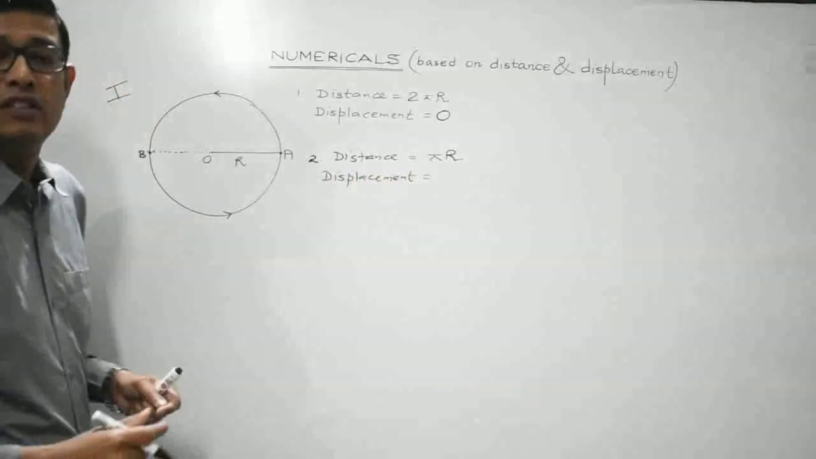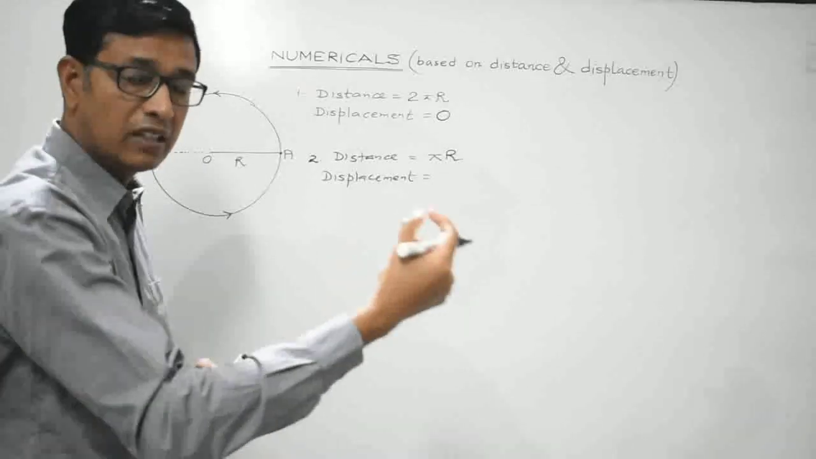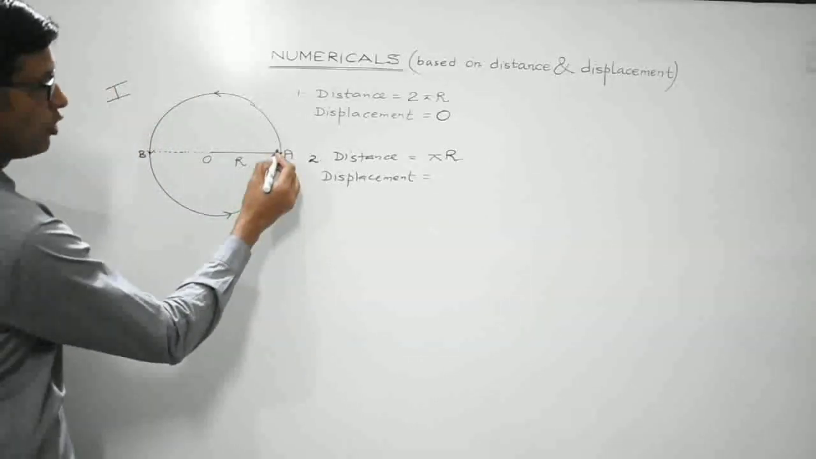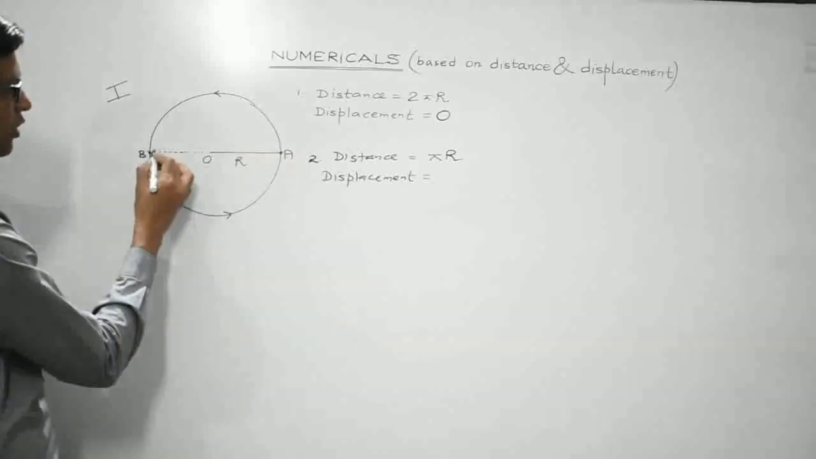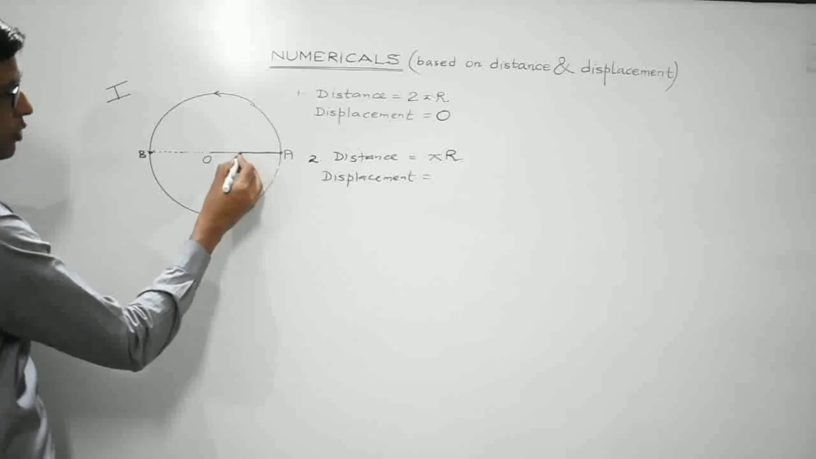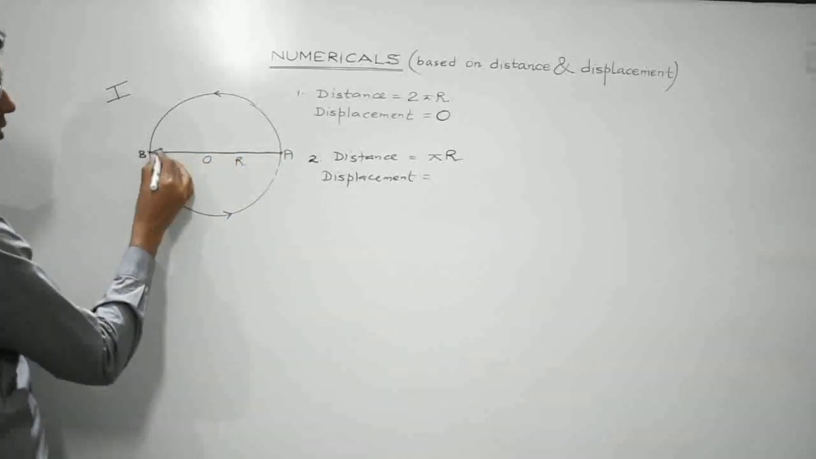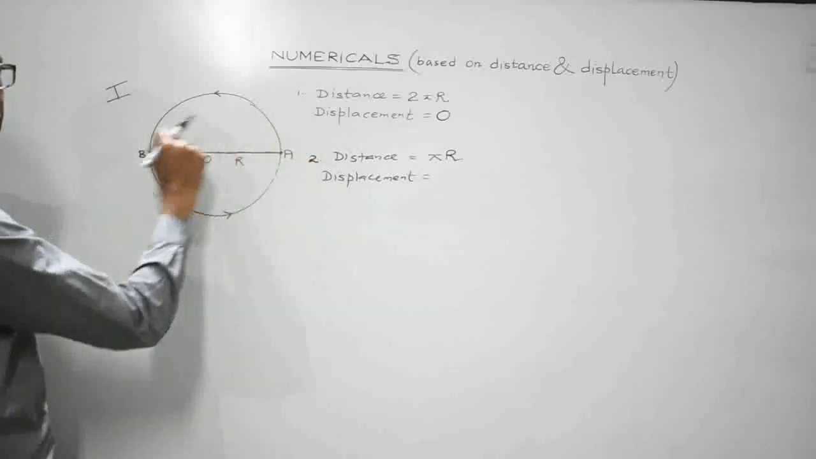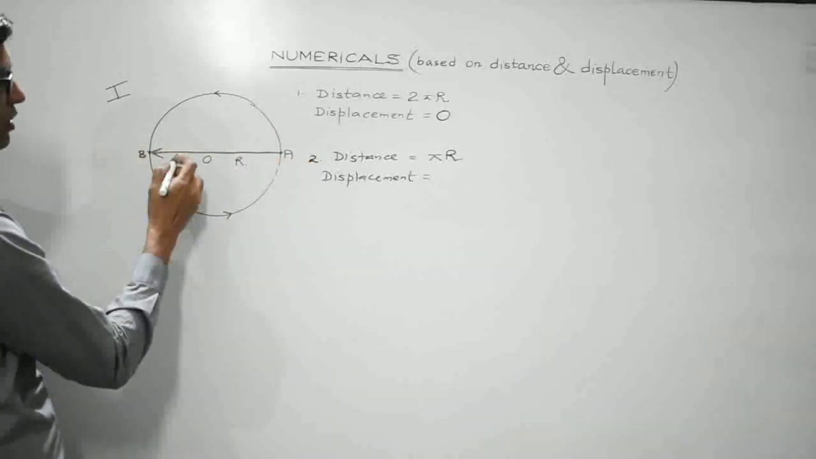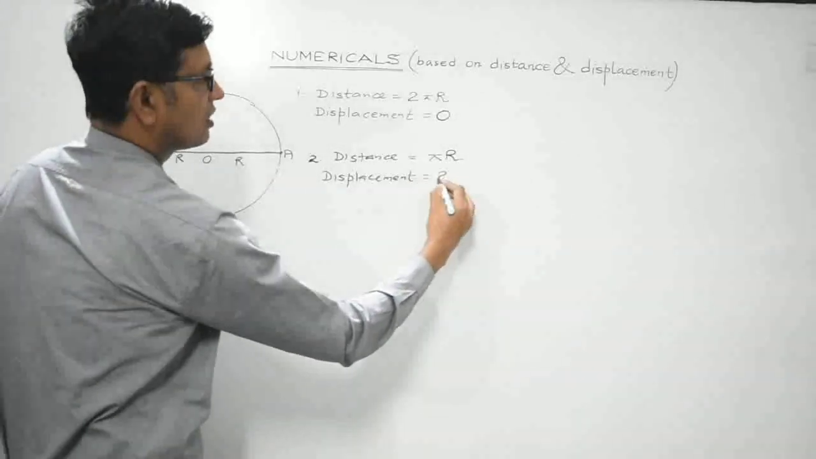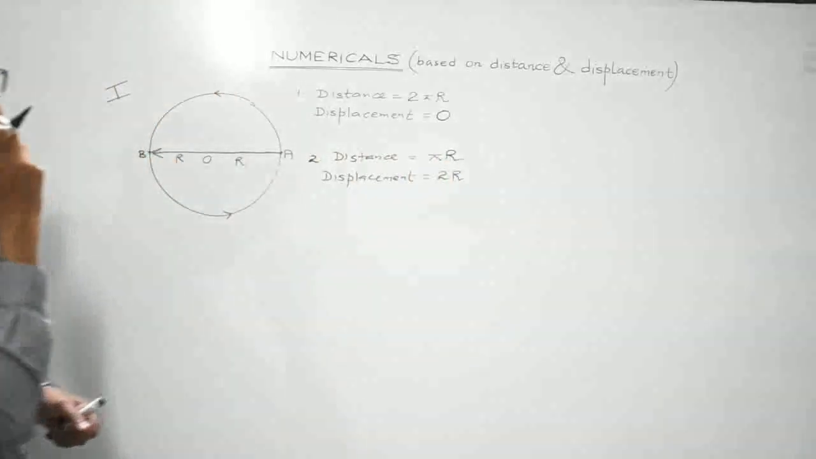Displacement would be the shortest distance between the initial and the final position. And as I have told you, it is represented by an arrow. Tail should coincide with the initial position and arrowhead should be pointed at the final position. So the displacement should be like this. It will be the diameter. It will be a straight line connecting A to B. So it is obviously the diameter, which is equal to twice the radius. So in this case, this will be the displacement.